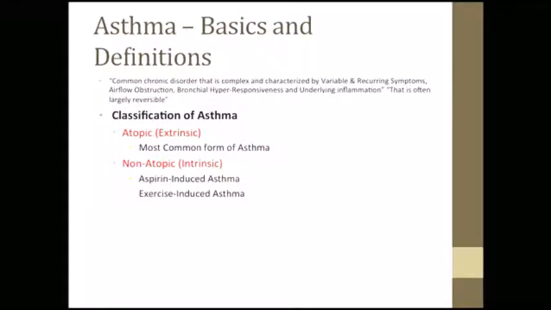You can classify asthma as atopic or non-atopic, so extrinsic or intrinsic asthma. Intrinsic asthma usually includes aspirin or exercise-induced asthma. They tend to be more severe, due to hyper-responsive airways that have non-specific bronchial hyperactivity. Whereas with atopic asthma, you know what you're allergic to and you can avoid those stimuli. Atopic asthmas also tend to be the more common ones.